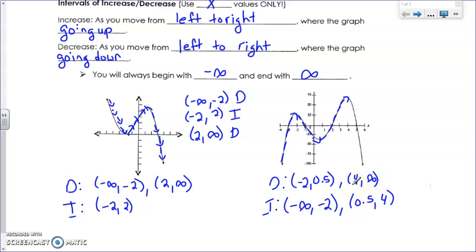Is that making more sense than what it was in quadratics? Because some of you really messed that up in quadratics. Good? So you can list them in order like this, or you can do like that.